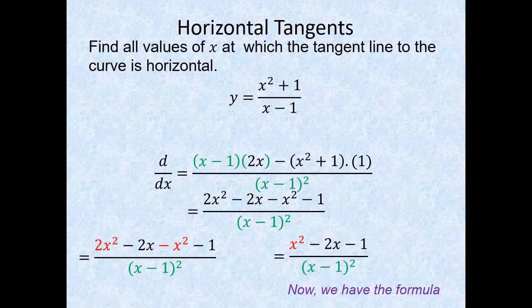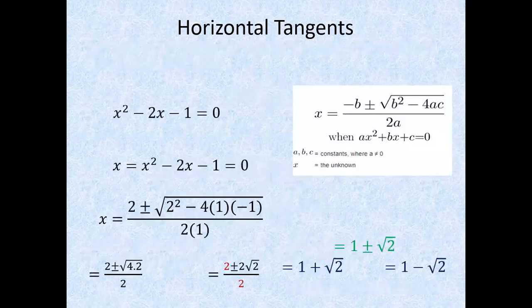Now we have the formula. This is the formula. So the horizontal tangent has a slope 0, we remember. So for this, we would like to find the x such that dy/dx, or the derivative of the horizontal tangent, will be 0. So we have the equation x squared minus 2x minus 1 equals 0.